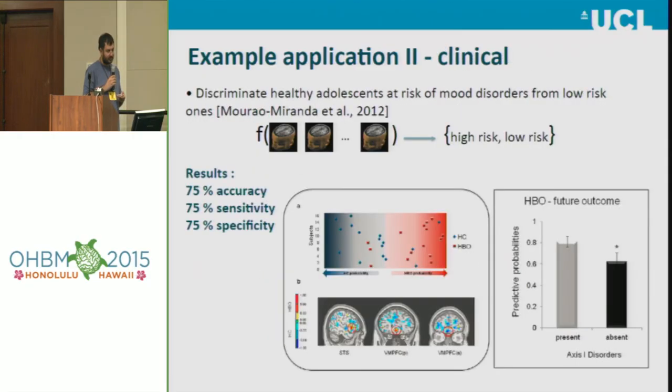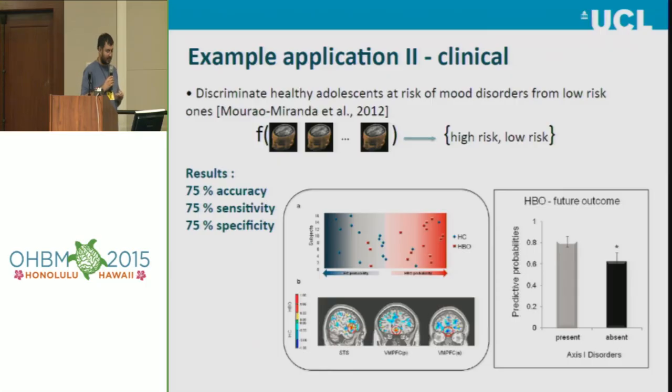The second example is a clinical application where the idea was to discriminate healthy adolescents at risk of mood disorders from low-risk ones. This is a paper from Janaina Mourão-Miranda from 2012. So the idea was to discriminate between high-risk and low-risk subjects. She applied, I think, a Gaussian process classifier and got essentially 75% accuracy for her results.